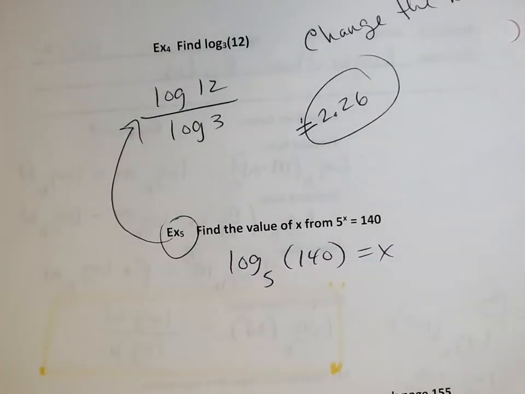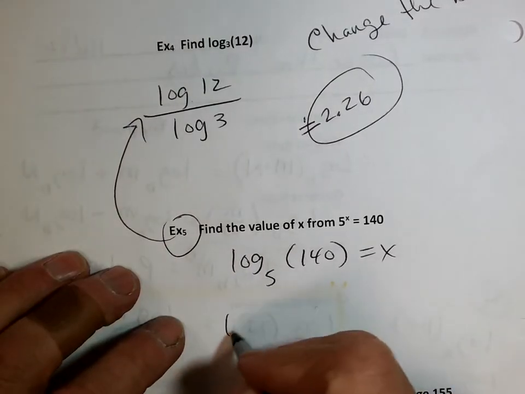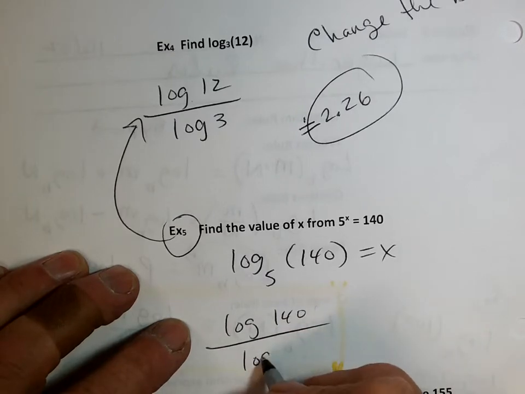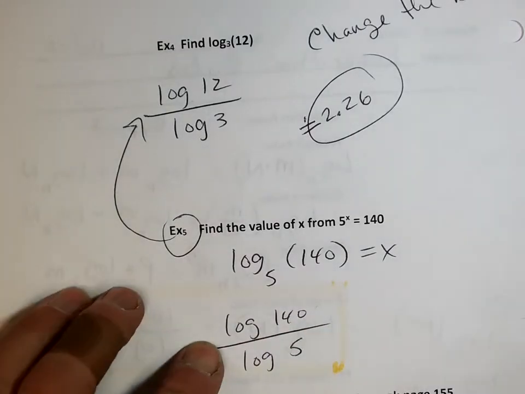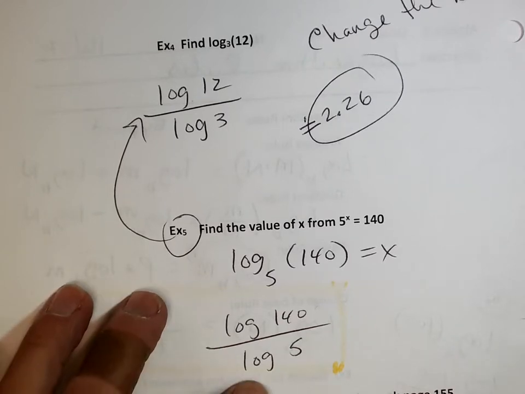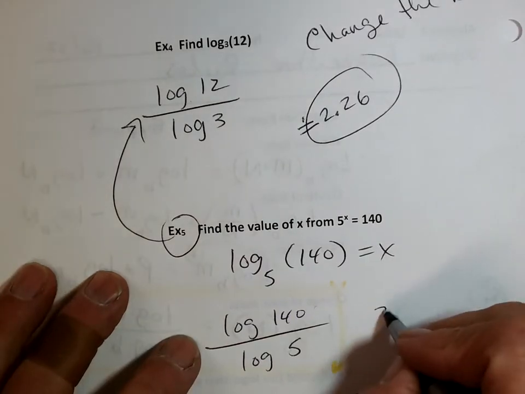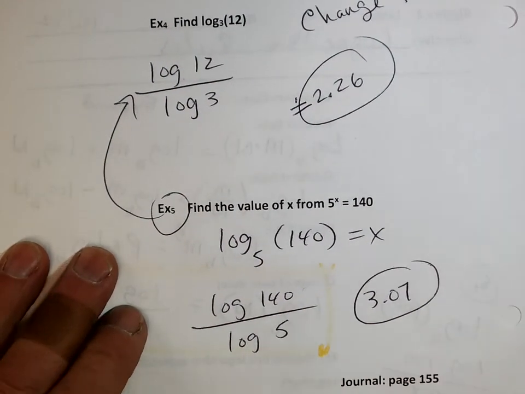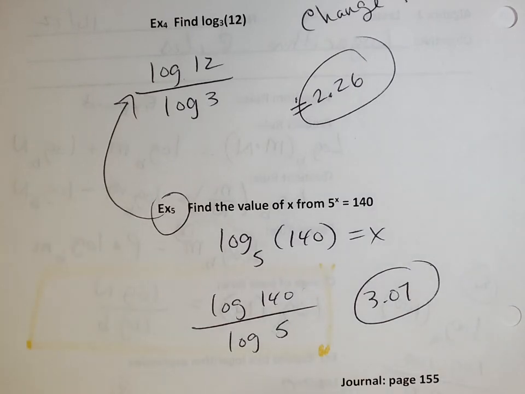So the first thing I did is I changed it from exponential form into log form, right? And now I'm just going to use my formula, okay? So I have a log of 140 divided by log of 5. Log of 140, close parentheses, divided by log 5, close parentheses, and I get an answer of about 3.07. Yeah. No such thing as a dumb question.